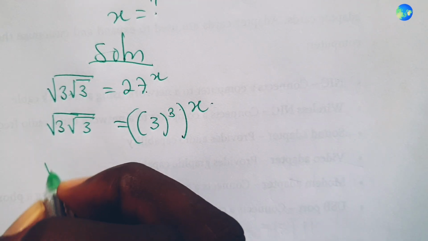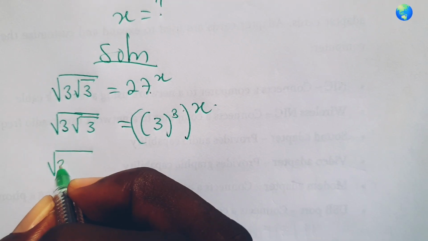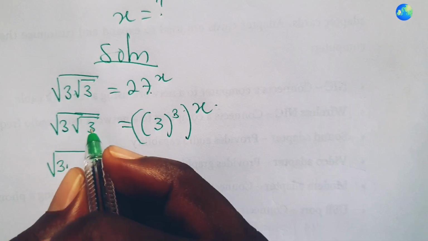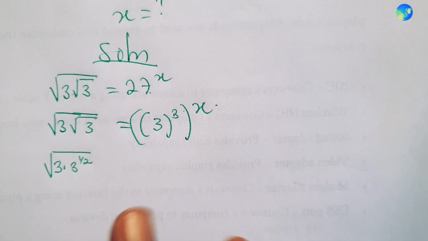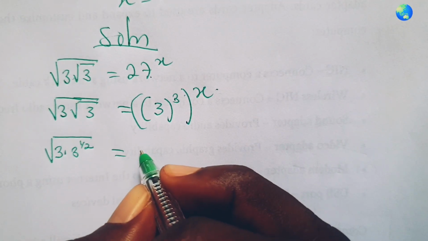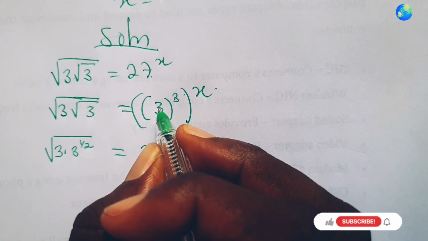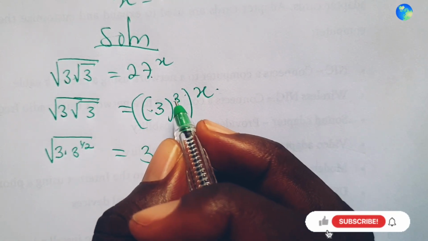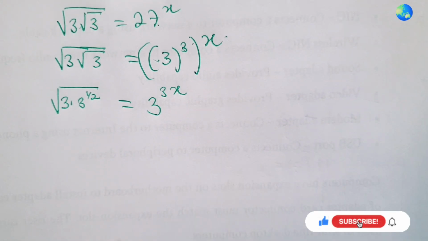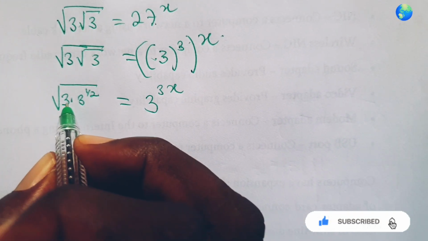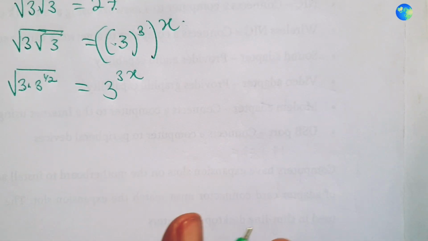So we are going to have square root of 3 times square root of 3, which is 3 power 1 over 2, right? Which is equal to 3, what's in the bracket, power 3 times x, which is 3x, right? So that clearly we have 3 times, the law of indices that we've been using.